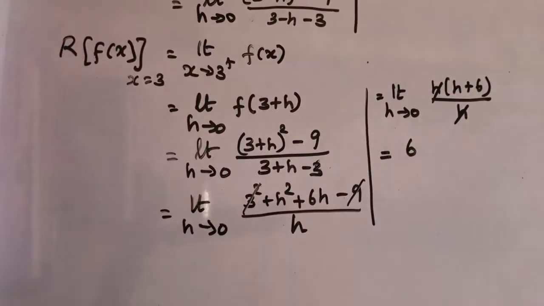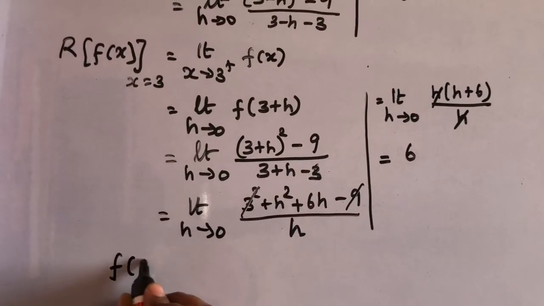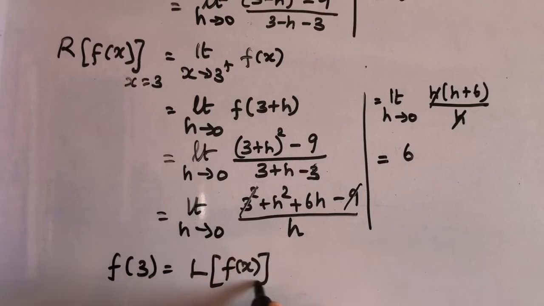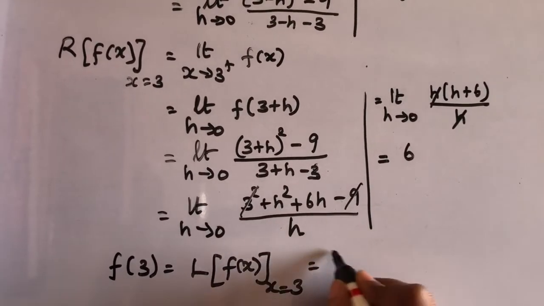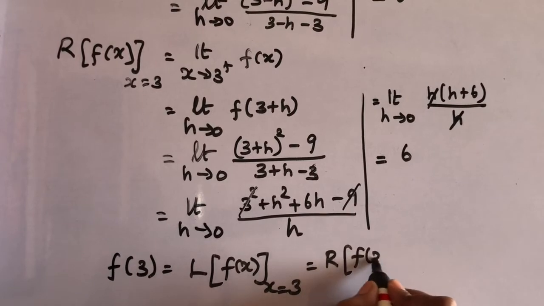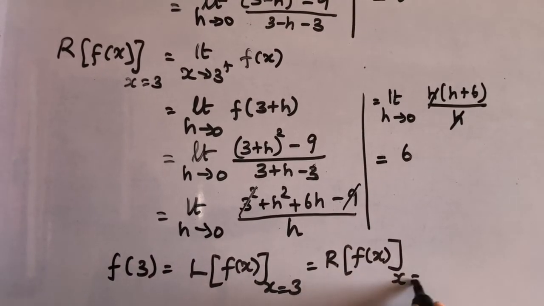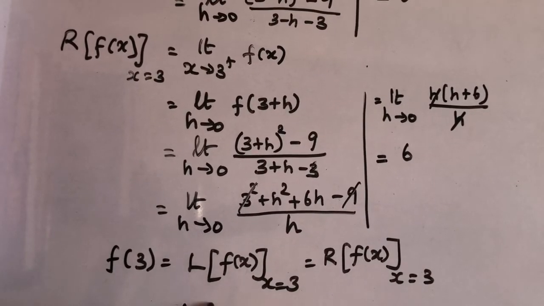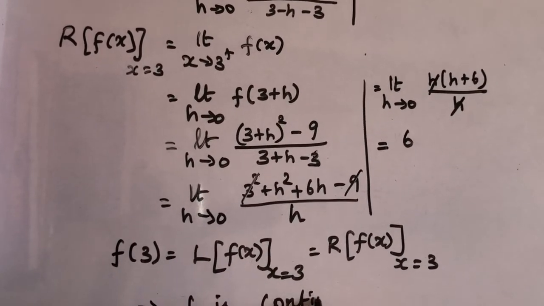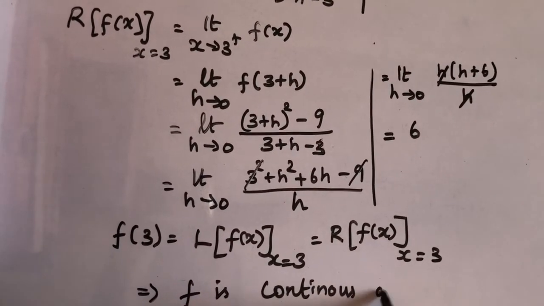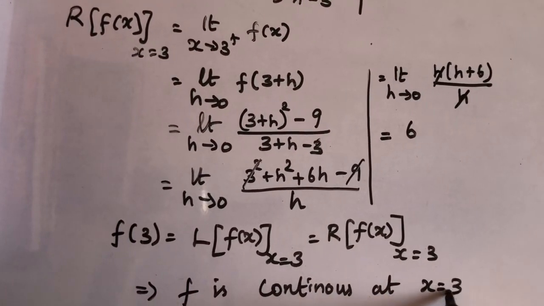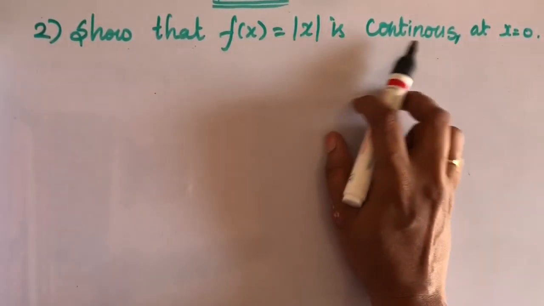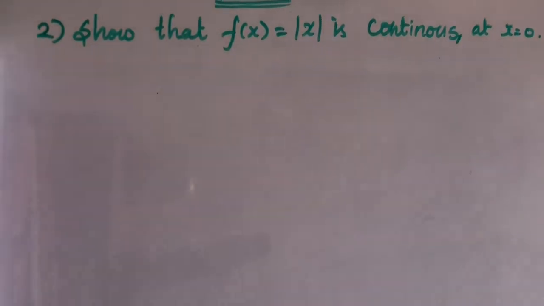Now, we have found that f of 3 is equal to the left hand side limit of f of x at x is equal to 3 and the right hand side limit of f of x at x is equal to 3 are equal. That implies f is continuous at x is equal to 3. So, now we will show that f of x is equal to modulus x is continuous at x is equal to 0.